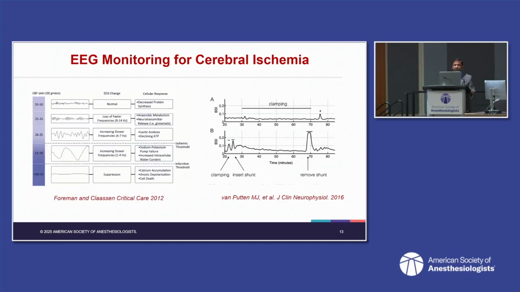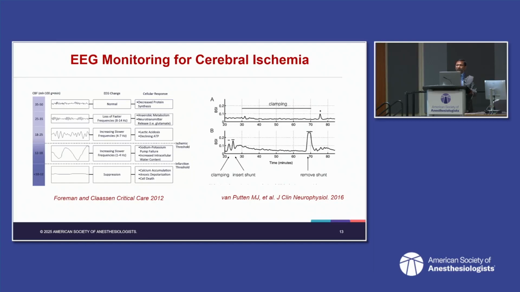I'm sure you've seen figures like this before. On the top is the normal EEG waveform. And as the cerebral blood flow decreases from top to bottom, you start seeing the disappearance of these higher frequencies, and the slower frequencies increasingly become more prominent until we get to a point where we start seeing flattening of the EEG, indicating neuronal damage might start to occur. On the right side here is an example from a carotid surgery.